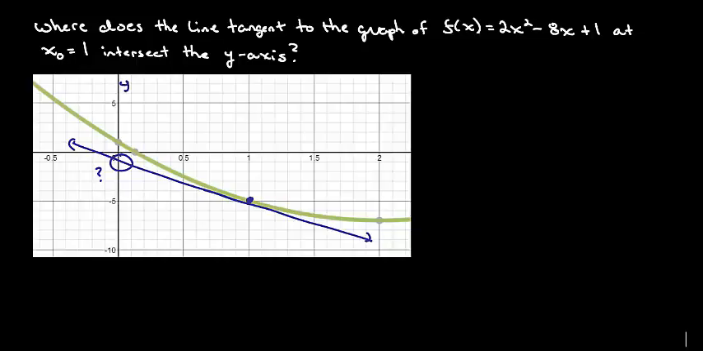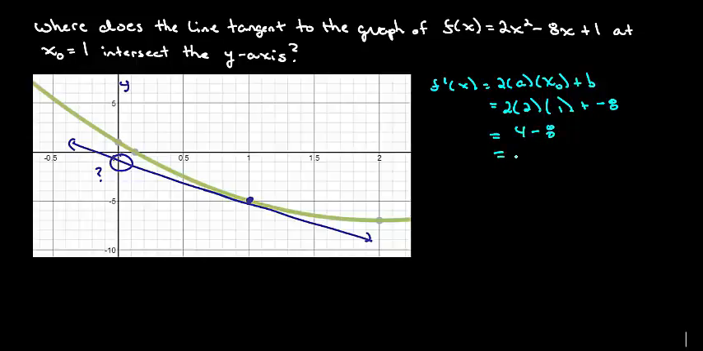Now, drawing it in, it's not perfect, right? So we need to go ahead and do this out algebraically. So what do we need? We need f prime. Okay, we need f prime of x, which you guys are given is 2 times the a value times the x value that we're looking at, which is going to be 1, plus the b value. So that's 2 times a, which is 2, times 1, plus a negative 8. So that's 4 minus 8, or negative 4.